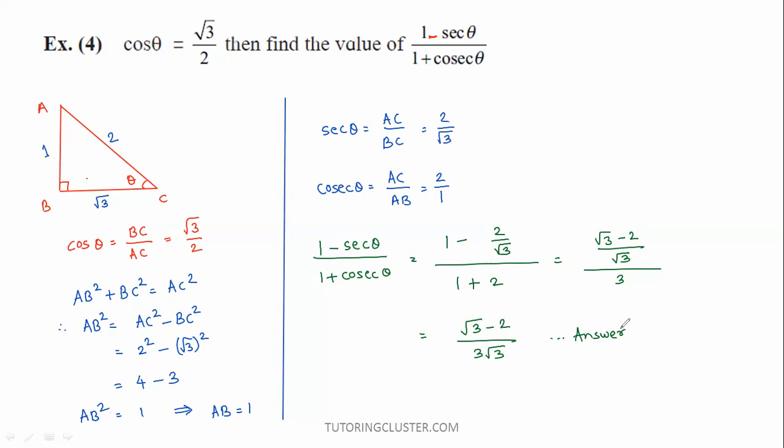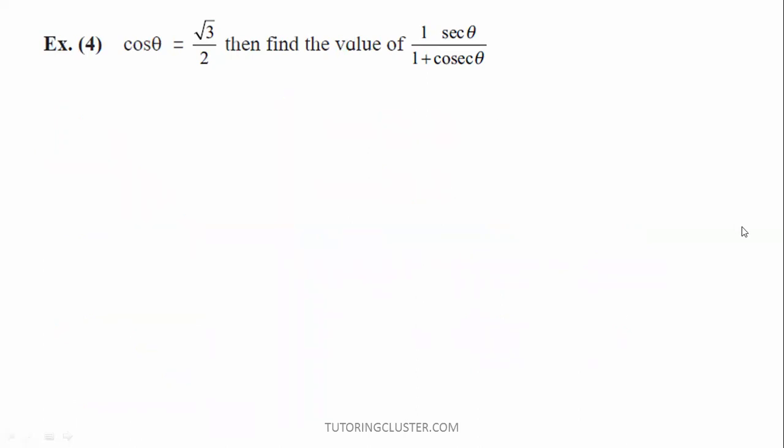Okay, very easy. Simple, you have to use the Pythagoras theorem, properties of right angle triangle, and remember the definitions of trigonometric ratio, whether it is opposite upon hypotenuse or hypotenuse upon opposite. Okay, that is a simple approach to solve the given example. Now, let us see the next.